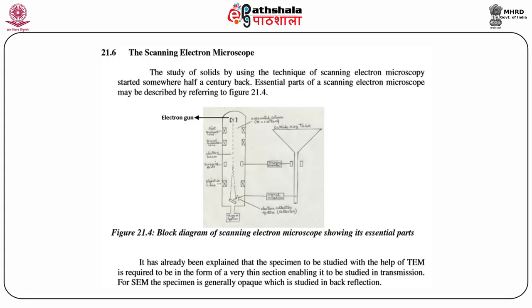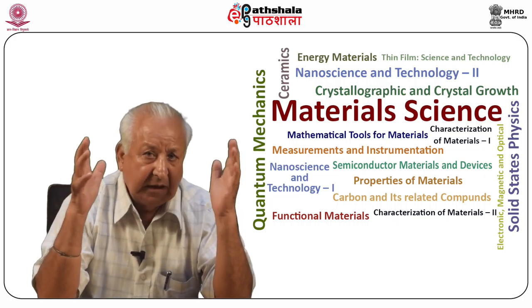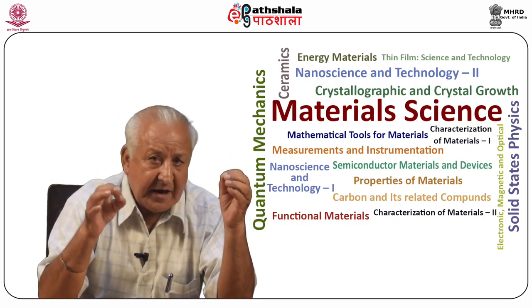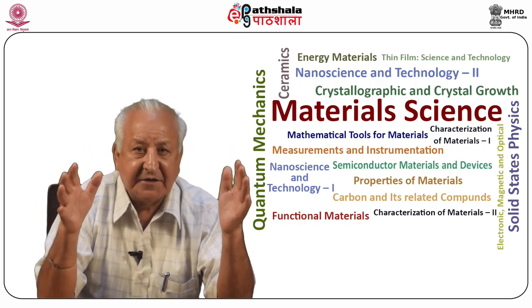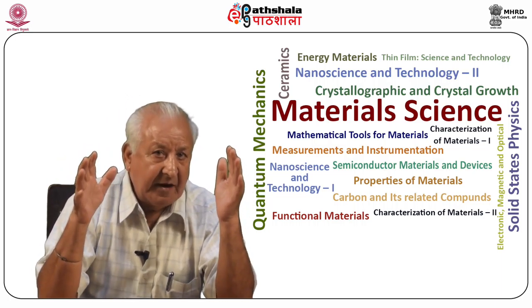It has already been explained that the specimen to be studied with the help of TEM, that is transmission electron microscopy, is required to be in the form of a very thin section, enabling it to be studied in transmission. For SEM, that is the scanning electron microscope, the specimen is generally opaque, which is studied in back reflection. In the TEM, the incident beam of electrons, after interacting with the specimen during its passage through it, is focused by a system of lenses to form the magnified image.